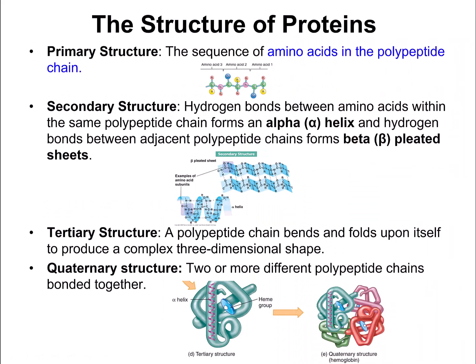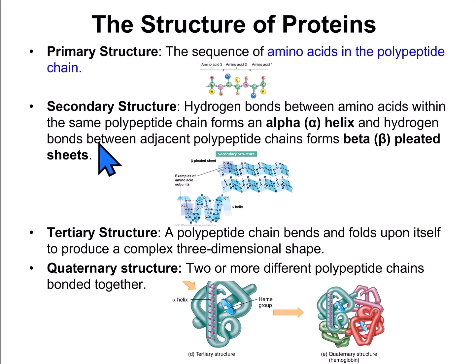When you look at the structure of proteins, they have primary structure, secondary structure, tertiary structure, and quaternary structure. It depends on the folding of these proteins, and you want to star each of these and be able to explain them. Primary structure is the sequence of amino acids in the polypeptide chain. It's just a sequence of it: what amino acids are in what order.